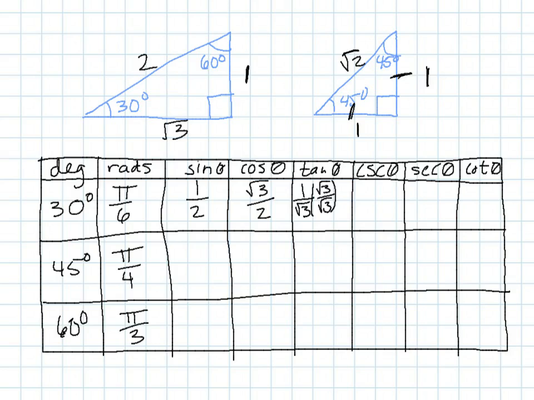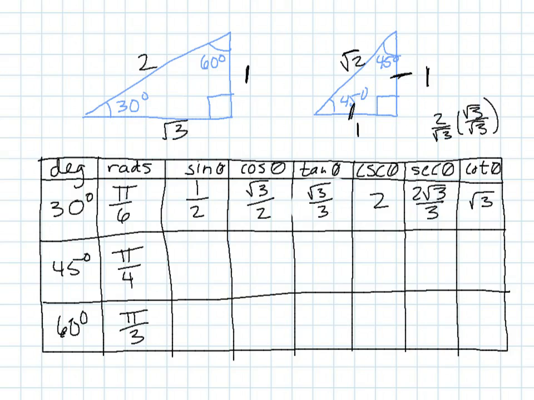Now you can choose to rationalize that. So multiplying by square root of 3 top and bottom, I'm just going to erase this. So then that gives me square root of 3 over 3. Then cosecant's the reciprocal of sine, so that's 2 over 1, which is 2. Reciprocal of cosine, secant, would be 2 over square root of 3, so rationalizing gives me 2 square root of 3 over 3. And then the reciprocal of tangent, if you go back to the previous one, it was 1 over square root of 3. So then flipping that would just give us the value of square root of 3.